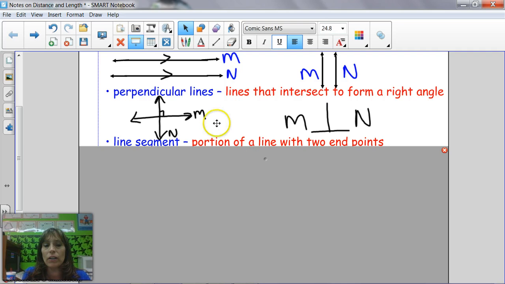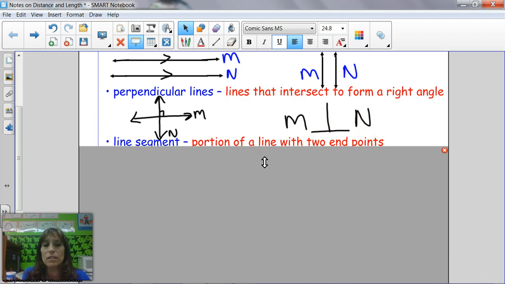Here on the left is my example. I've got that line M is perpendicular to N, and I know they're perpendicular because they have a right angle symbol there. And then over here, I have my symbol, which is M perpendicular to N.